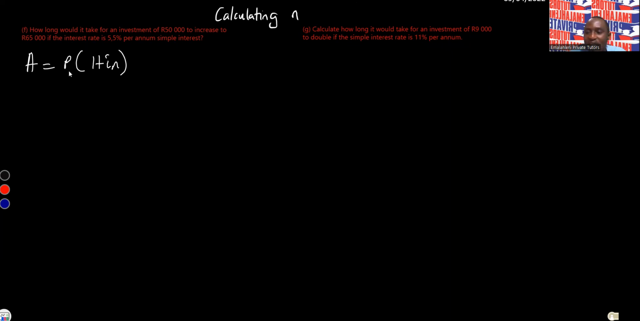Okay. So first things first, you must divide by what? By P on both sides. That's what you're supposed to do here. So here, I'm just going to do it with P when P is still there, so that you have 1 plus IN is equal to A over P. So here, let's see what we're having now.